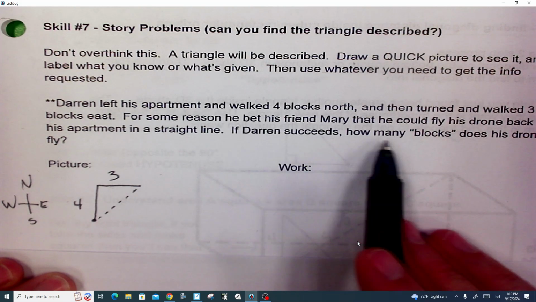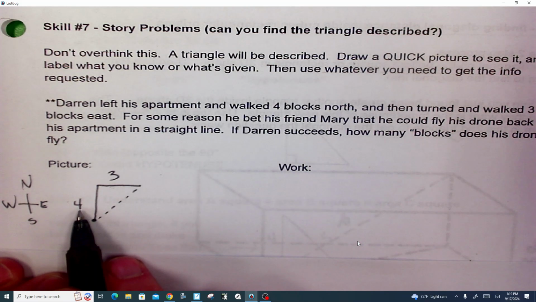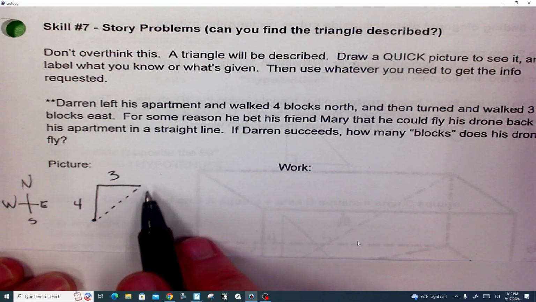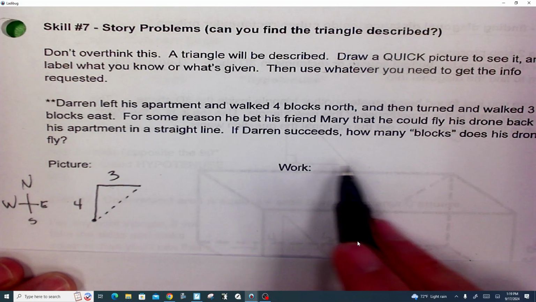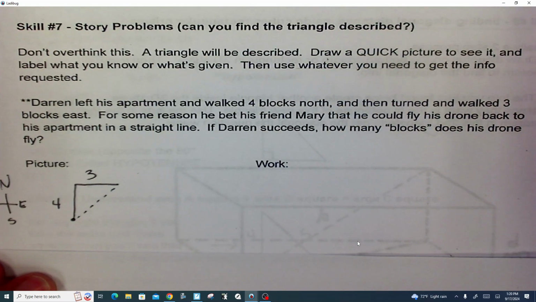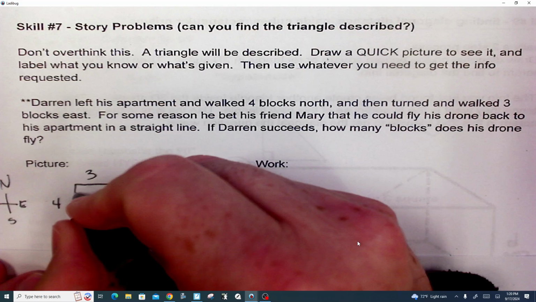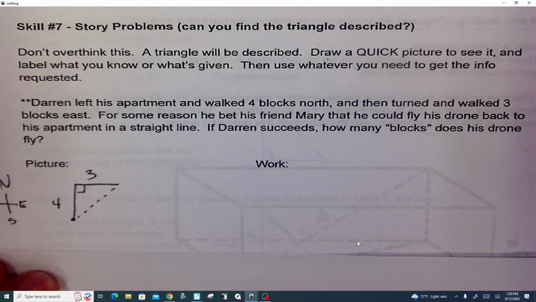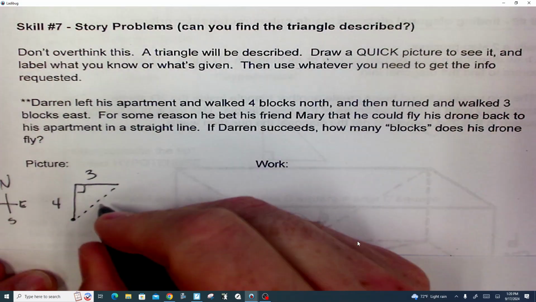If Darren succeeds, how many quote blocks? Since this is 4 blocks and that's 3 blocks, can we figure out how long this distance is in quote blocks? Could we figure that out? Sure we can. If he turned to the right, wouldn't that be a right angle turn? And that is the key. There's your right triangle. Hey guys, do you already know what the answer is? What is it? You're right. It would be 5 blocks.